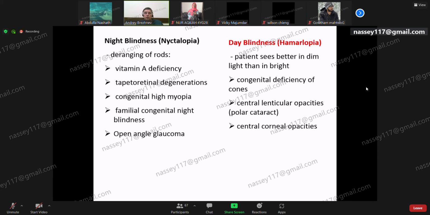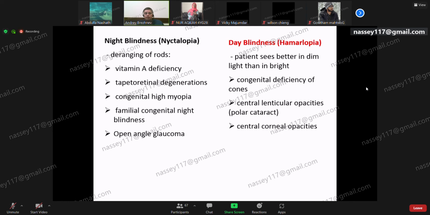Now, this includes vitamin A deficiency, different types of hereditary degenerations, the so-called tapetoretinal degenerations of the retina, congenital high myopia, familial congenital night blindness, and in advanced cases of primary angle glaucoma, dark adaptation may be so much delayed that the patient gives a history of night blindness.